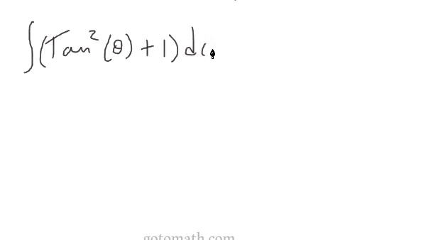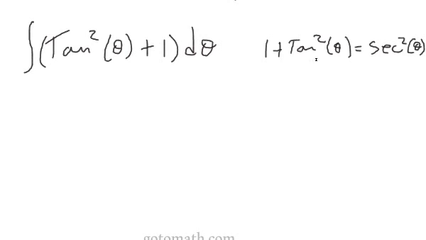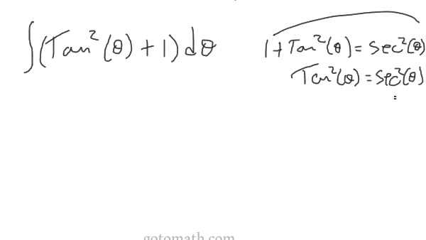And let's put that in parentheses, d theta. So we're going to need to use a Pythagorean identity, and that is that 1 plus tan squared theta is equal to secant squared theta. Okay, so we just want to solve for tan squared theta here, and what we end up getting is tan squared theta is equal to secant squared theta, and then bringing this 1 over to the other side, minus 1. So we're going to do that substitution, secant squared theta minus 1.